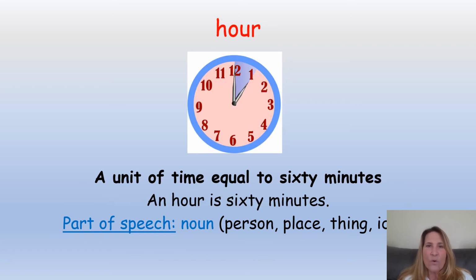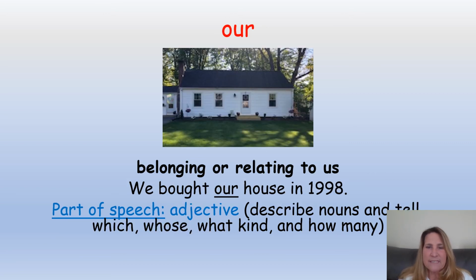Okay. Hour, H-O-U-R, is a unit of time equal to 60 minutes. An hour is 60 minutes. An hour is a noun. And the homophone for hour is our. It's belonging or relating to us. We bought our house in 1998. It is an adjective, our.